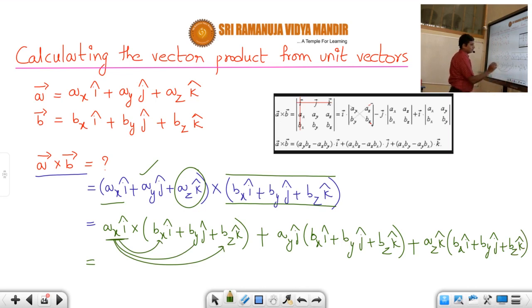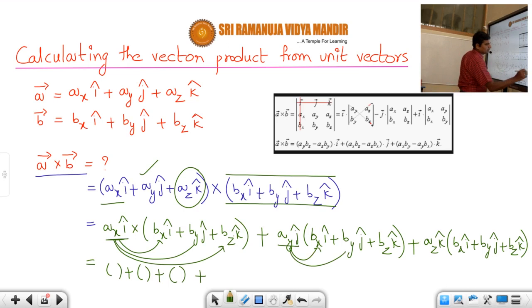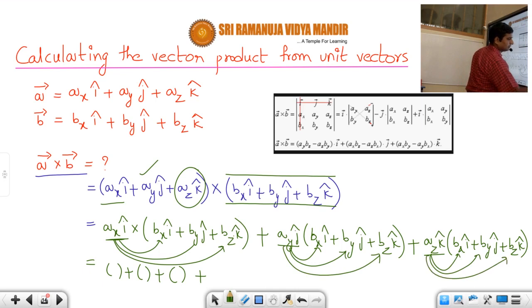and then you will get 3 results. i cross i, we have just seen, is 0, students. i cross j is k cap. i cross k, okay students, that means minus j. So like that you have to write down 3 terms here. You will get 3 terms like this. And then again you have to multiply the second one like this. Similarly the third one you have to multiply like this.